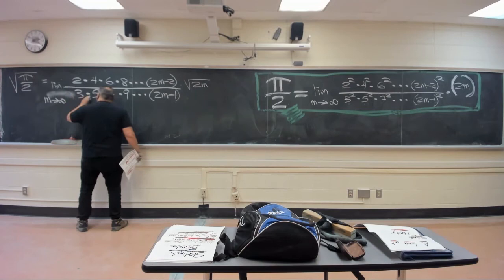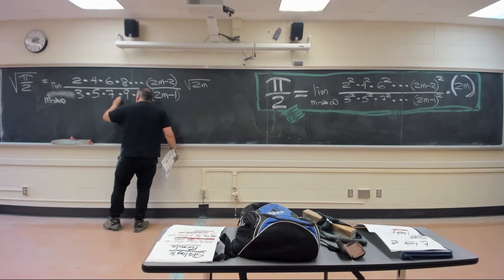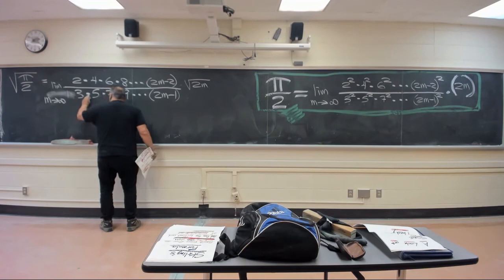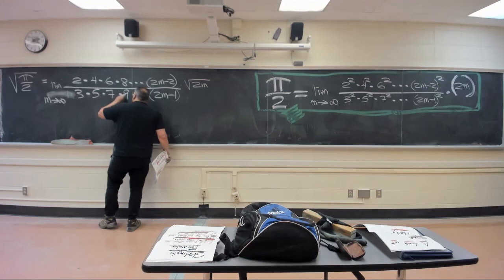Put a 6 between 5 and 7. Put an 8 between 7 and 9. So put a 2 right here. There's a 1 right here. There's a 1 already here. Okay. Put a 2 between the 1 and 3. Put a 4 between the 3 and 5. Put a 6 between the 5 and 7. Put an 8 between the 7 and 9. Put a 10 between the 9 and 11. Put a 12 between the 11 and 13. You get my picture.